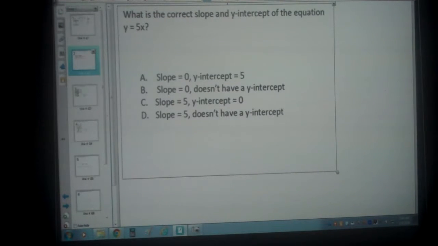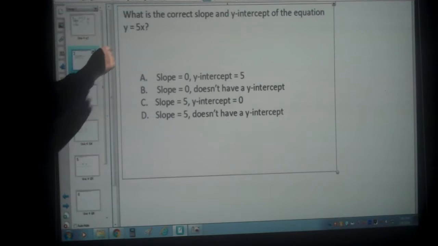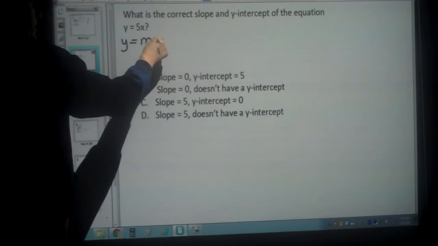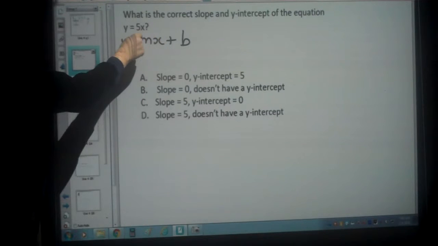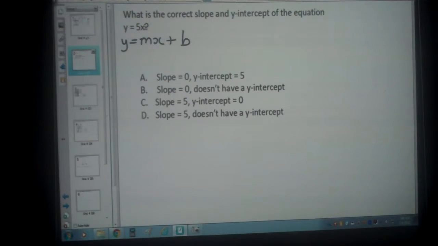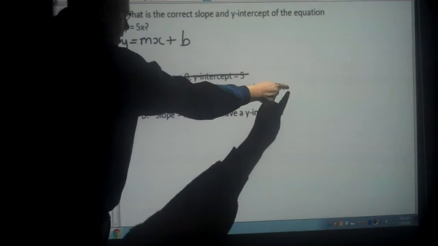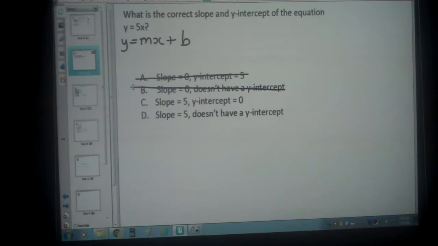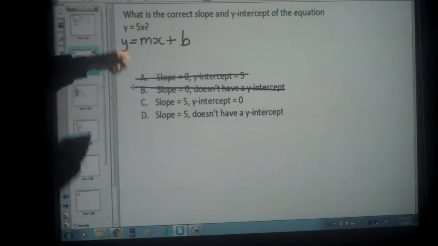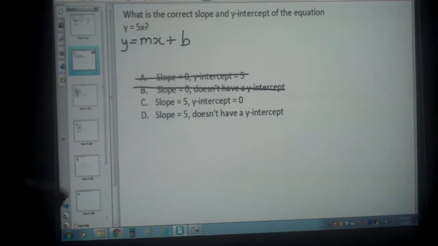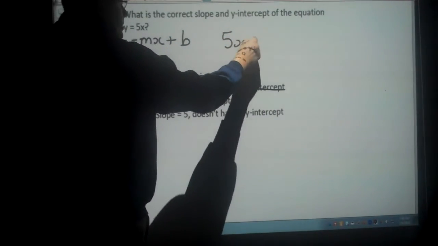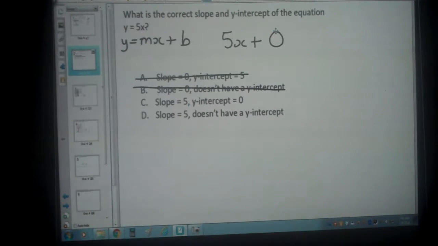Next question: what is the correct slope and y-intercept of the equation y equals 5x? Well, we're going to use that same idea. We're going to use y equals mx plus b, and notice that the x number for this one is 5, so the slope must be 5. That only leaves us with a couple of answers. I can get rid of answer A, and I can get rid of answer B straight away. There is no number on the end, so it might be tempting to say that it doesn't have a y-intercept. Just for convenience's sake though, when we have 5x plus 0, we just say that it's 5x using the additive identity property. So the answer to question 2 is a slope of 5 with a y-intercept of 0.